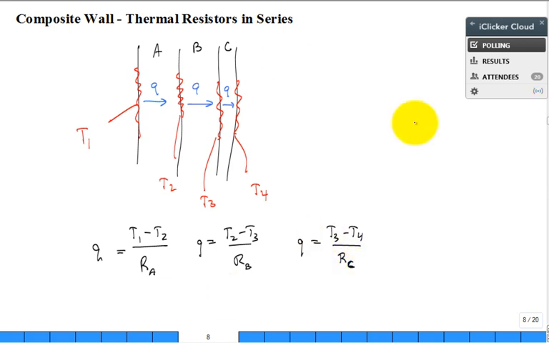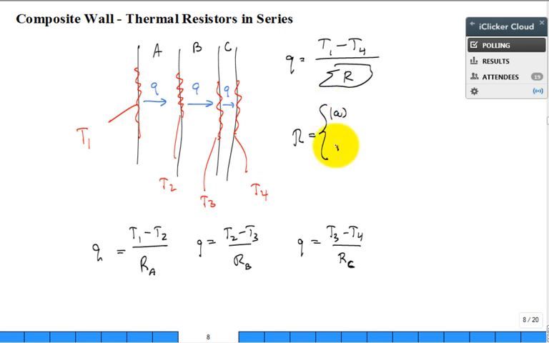They could write it also as just Q is equal to T1 minus T4. What drives the whole flow through all of those three slabs? And here's the question. This R right here, should that R be equal to either choice A or choice B? Is it equal to RA plus RB plus RC? Or is it 1 over RA plus 1 over RB plus 1 over RC, and all of that inverted?